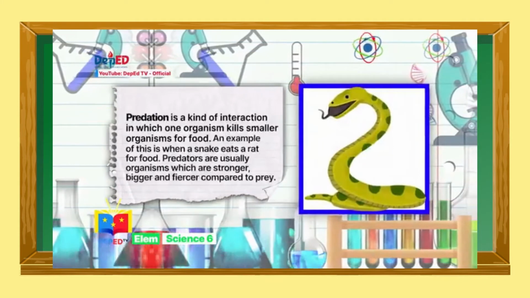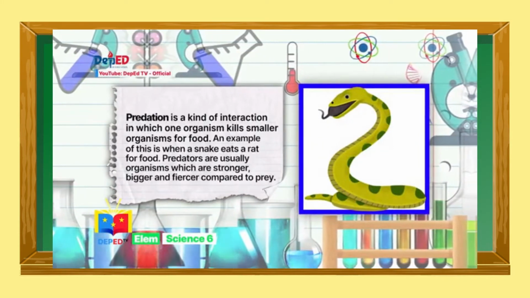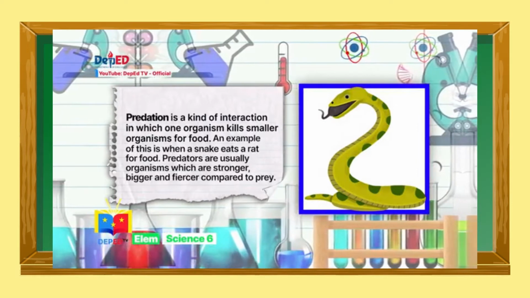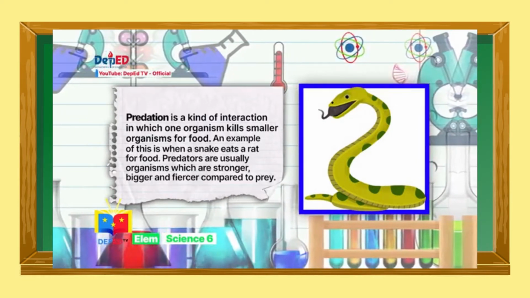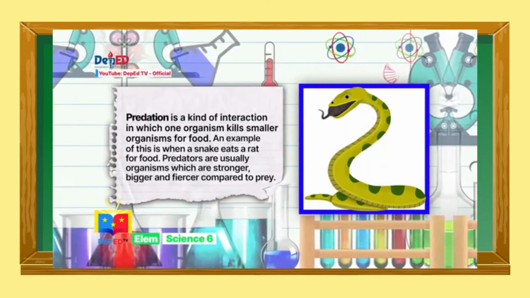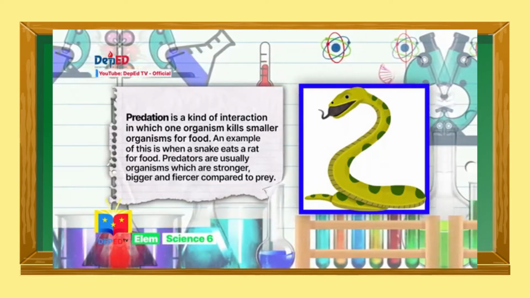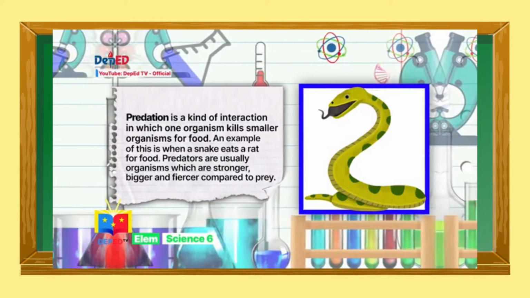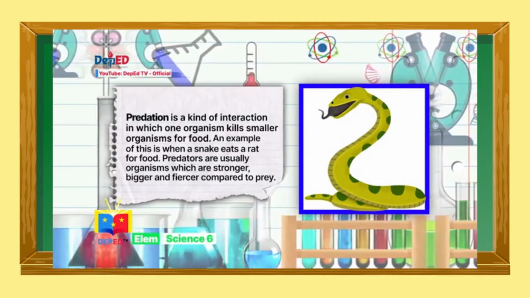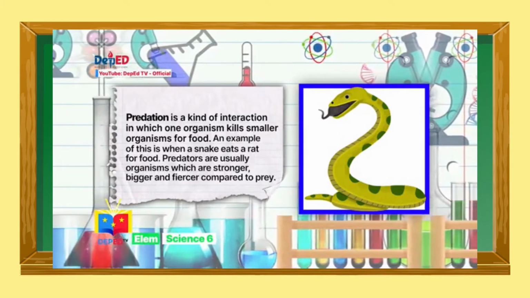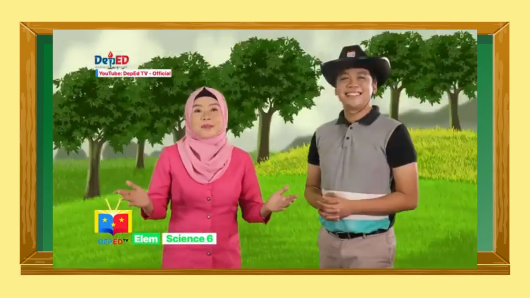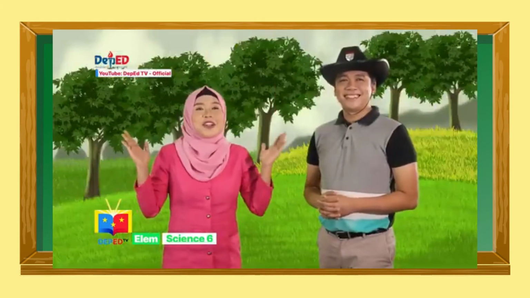Fourth is predation. Predation is a kind of interaction in which one organism kills smaller organisms for food. An example of this is when a snake eats a rat for food. Predators are usually organisms which are stronger, bigger, and fiercer compared to prey. Science-minded learners, it's trivia time!